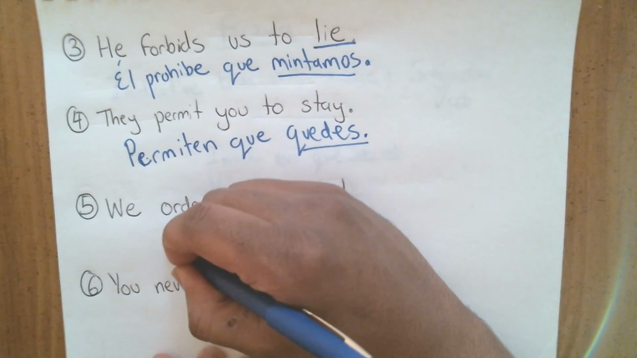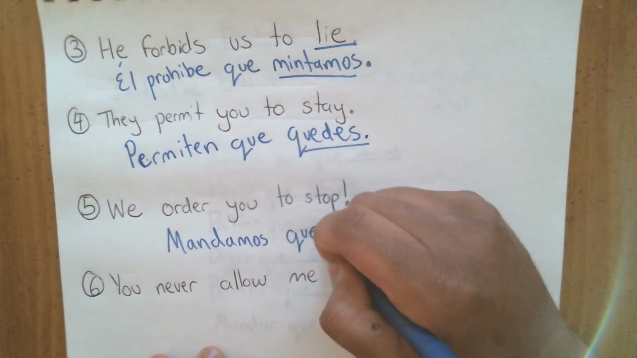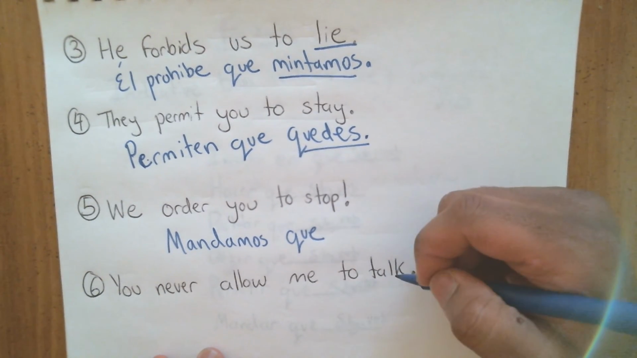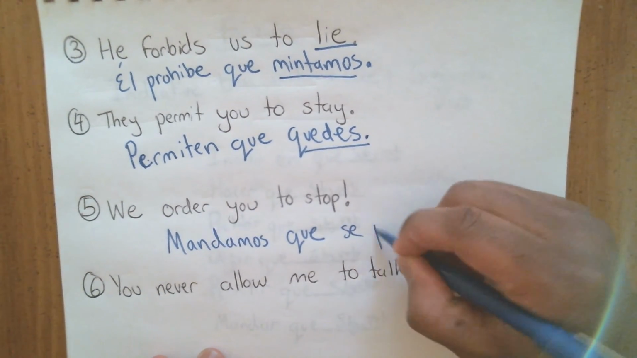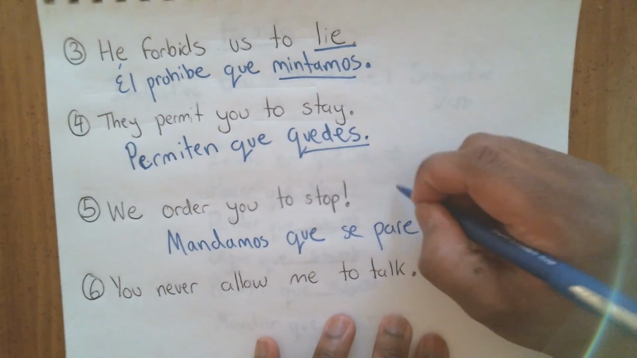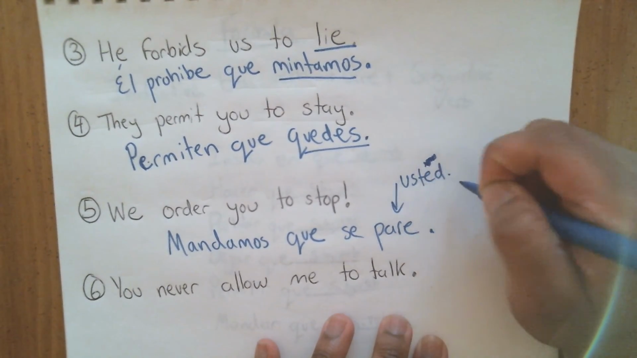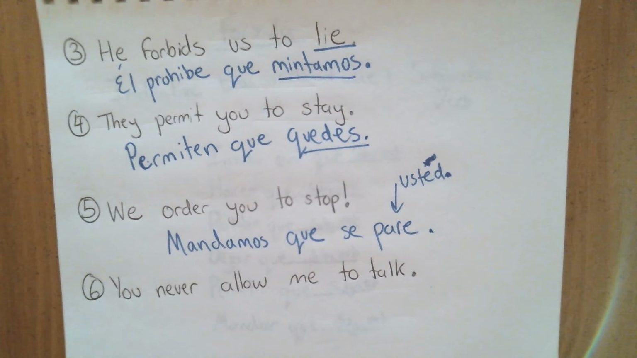We order you to stop. Mandamos que se pare. We're using the usted conjugation here, which means you formal. Okay, I don't know why I put that accent mark there. It's just usted. We order you to stop. Mandamos que se pare. All right. So who's in charge in this sentence? We are. And who is being influenced? You are. So whatever you, the servant, the subservient person in the sentence, is doing is going to be subjunctive.